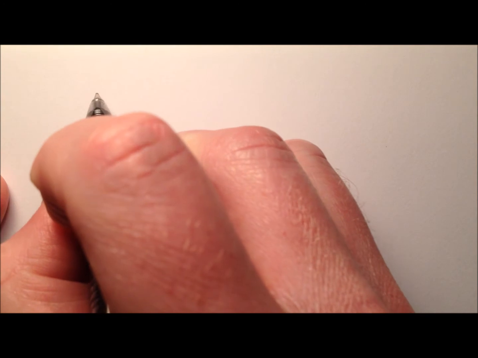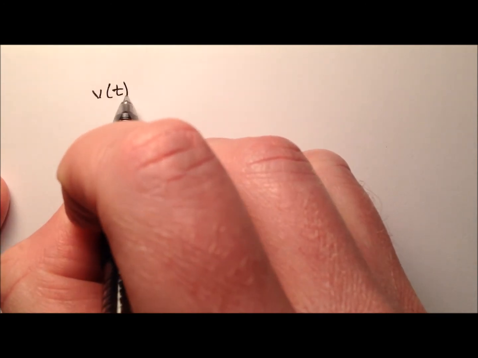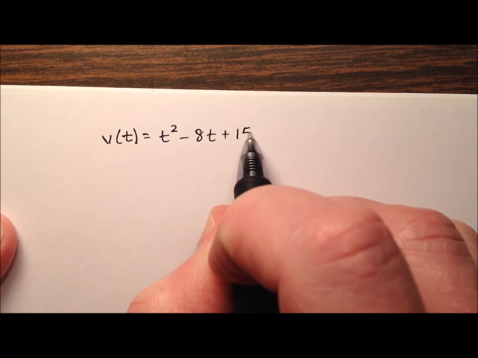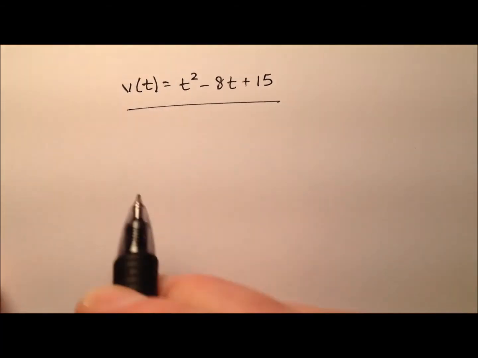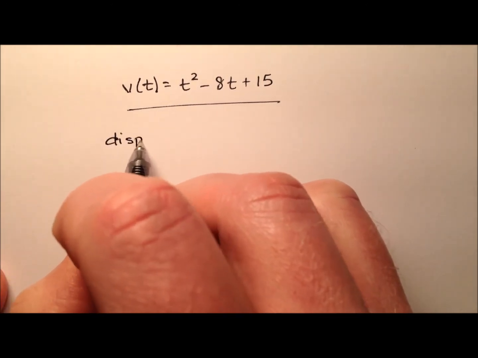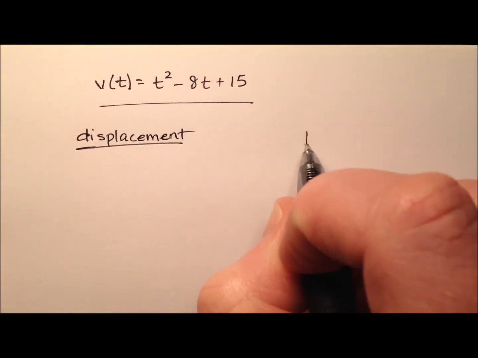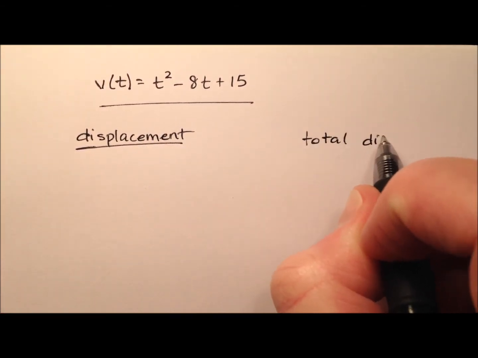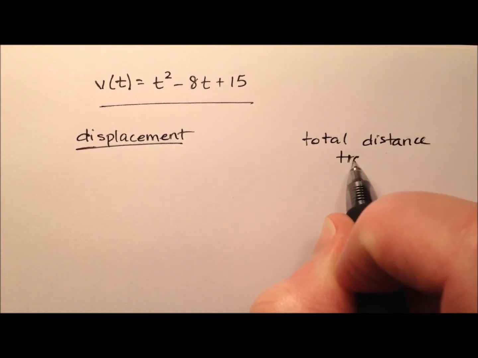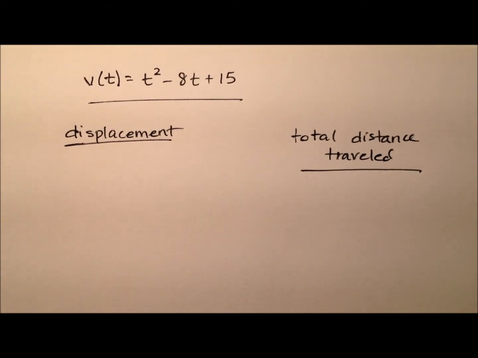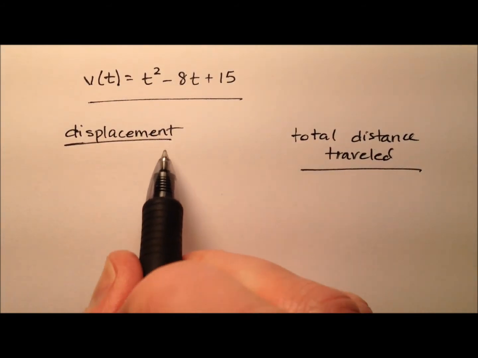Okay, so let's go ahead and rewrite our velocity function. V of t was t squared minus 8t plus 15. And so let's talk now about displacement and total distance traveled. Well, the displacement concerns itself with, where was it at the beginning? Where was it at the end? How far away is he? So you can write this a couple of ways.